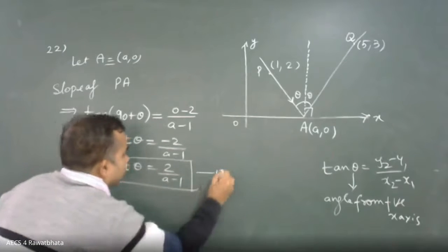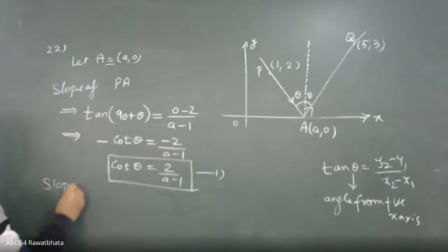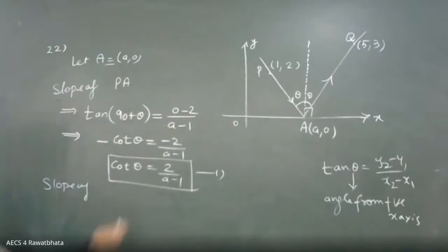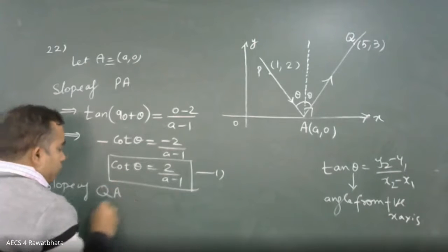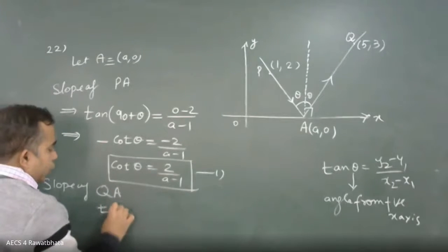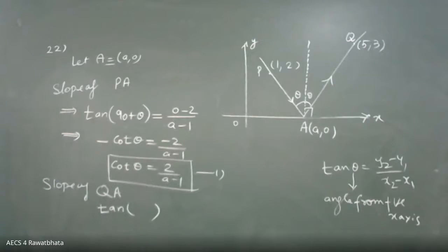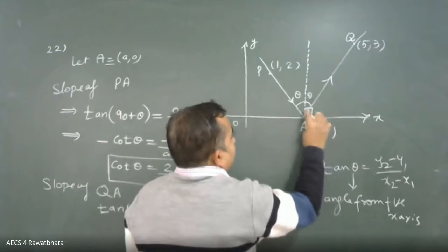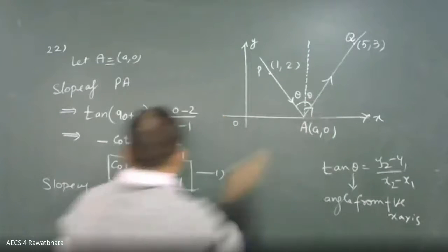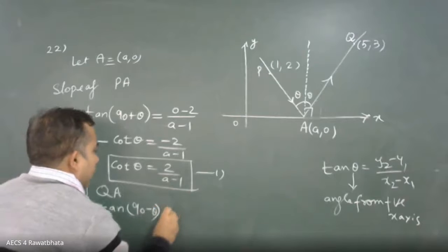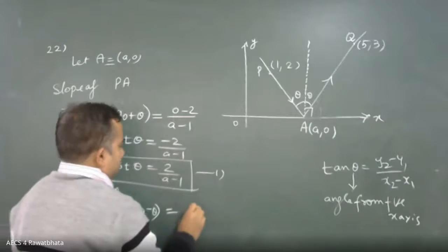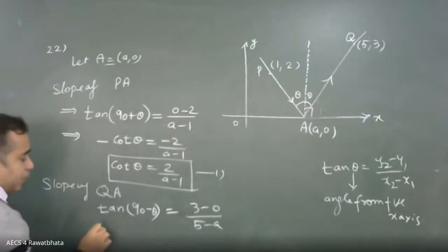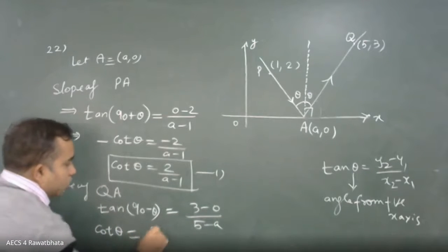Conclusion number 1. Now, similarly, the slope of the other line QA will be equal to tan of the angle from the positive x-axis. The entire angle is 90 and this is theta, so this should be 90 minus theta. This is equal to 3 minus 0 upon 5 minus a. Tan of 90 minus theta is cot theta, so cot theta is equal to 3 upon 5 minus a.